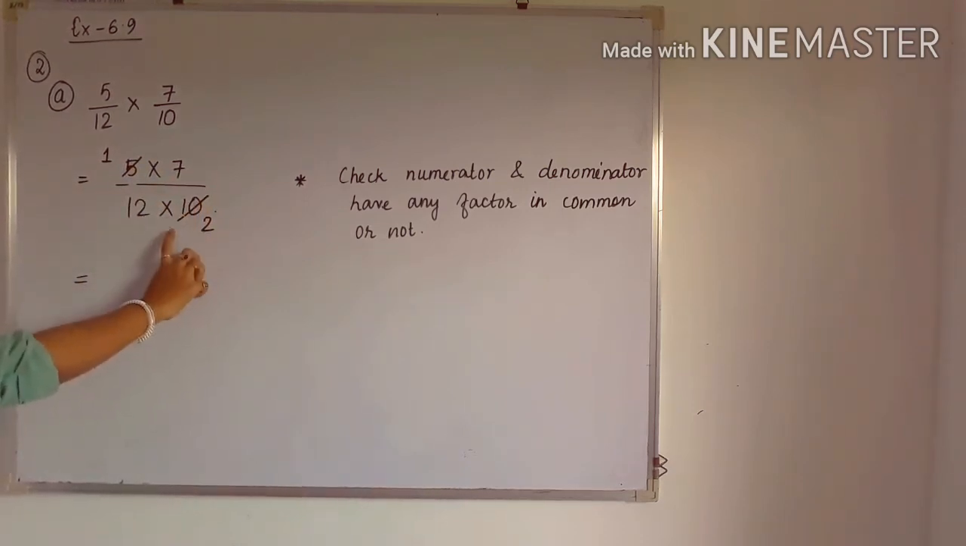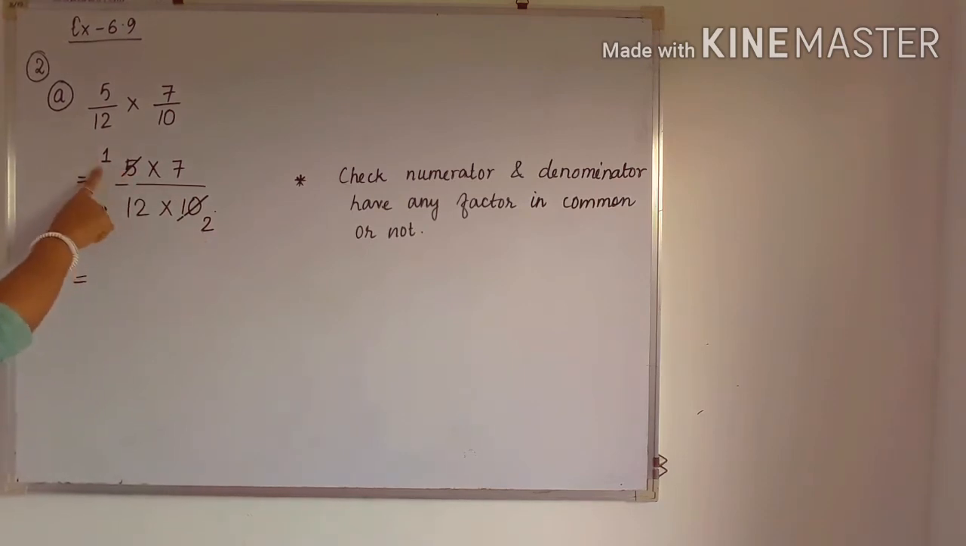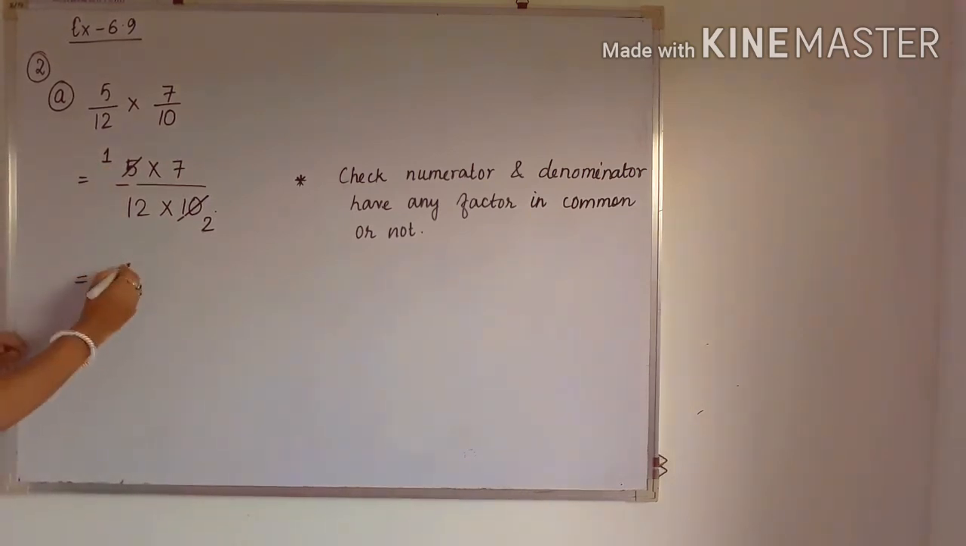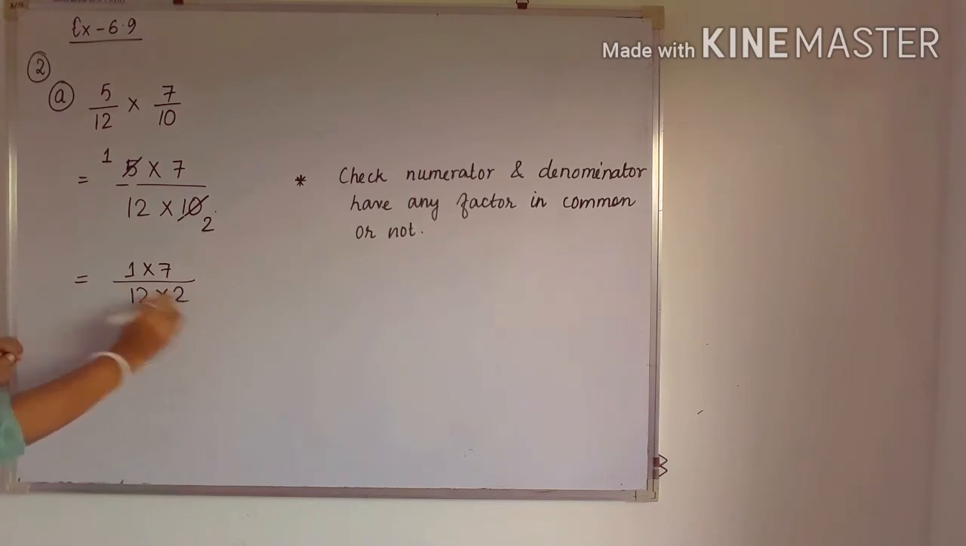So after cancelling we have to write the quotient. Here we are writing the quotient 2 because 5 2s are 10. Similarly 5 1s are 5, so this will be 1. Now see, we got in the numerator 1 into 7 and the denominator will be 12 into 2.